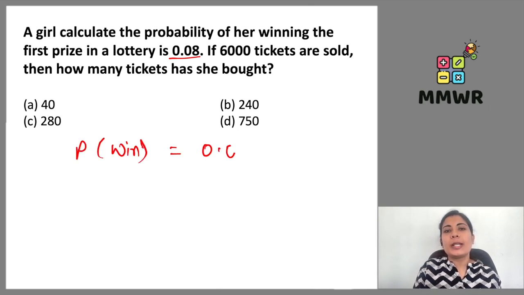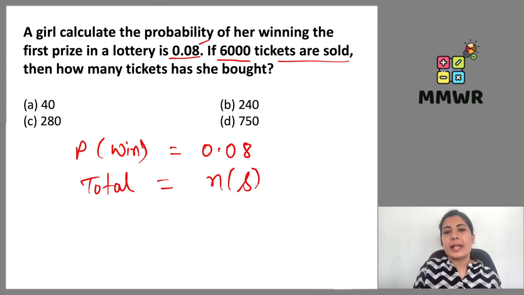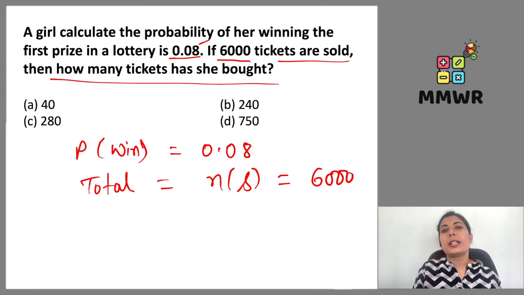probability of winning is 0.08, which has been given to us in the question. If 6,000 tickets were sold, okay, total how many tickets were there? Total 6,000 tickets. That means n of S, the value we are well aware, is 6,000. Then how many tickets has she bought? So we have to find how many tickets she has bought. She must have bought more tickets for more chances of winning. If she buys fewer tickets, she will have fewer chances. So we exactly have to find how many tickets she has already purchased.